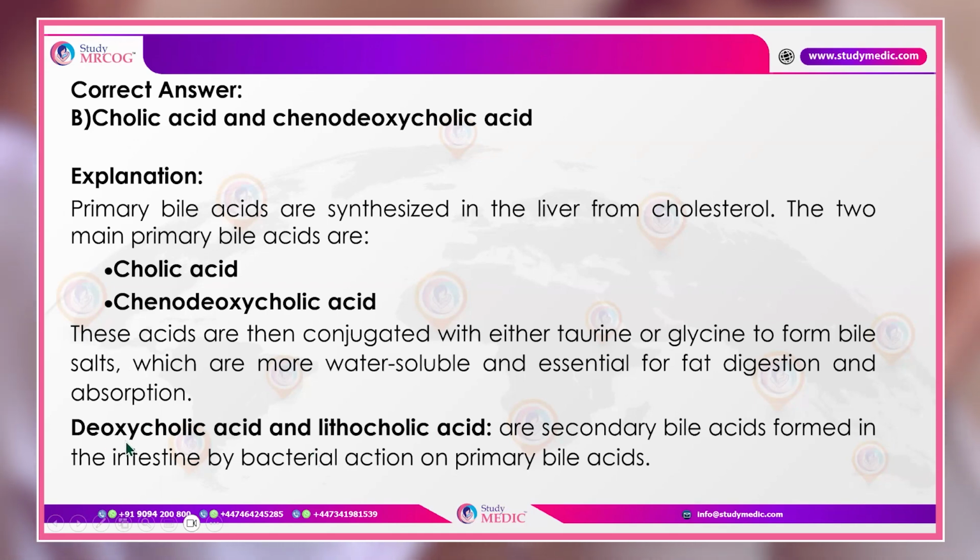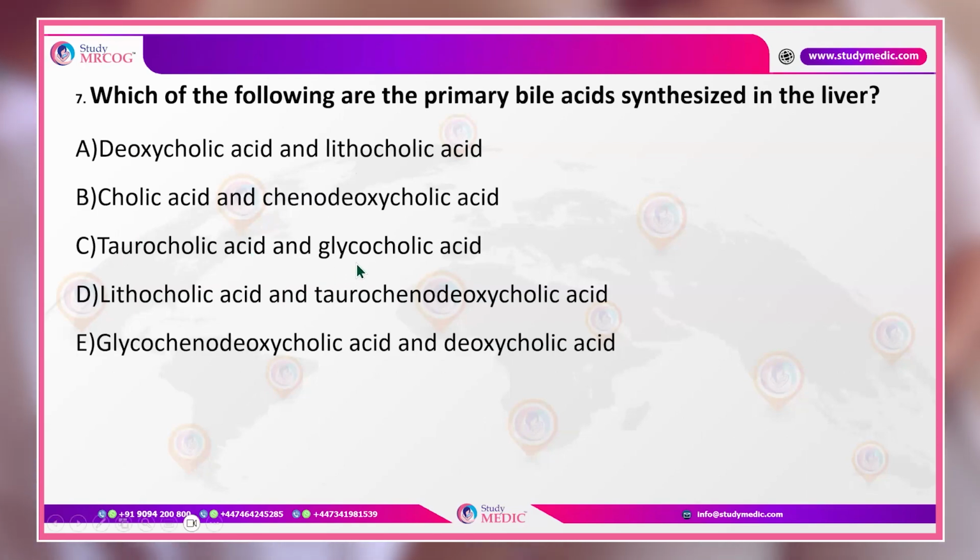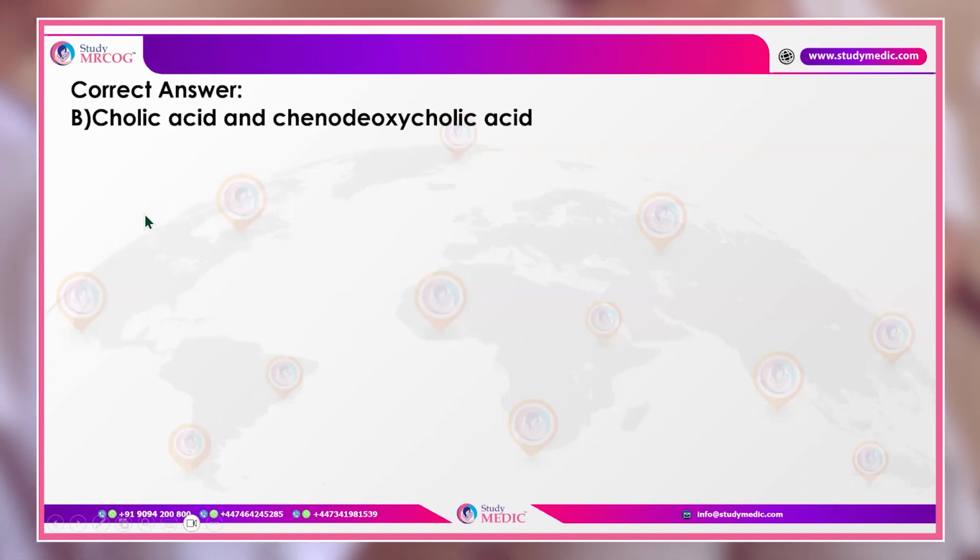Which are those secondary bile acids? Deoxycholic acid and lithocholic acid. So the options which you had seen: taurocholic acid and glycocholic acid are the conjugated versions, so they are not the primary bile acids. Lithocholic, again this gets ruled out. Tauro and glyco are again conjugated versions. Deoxy is again the secondary version. So the best answer here is cholic acid and chenodeoxycholic acid.